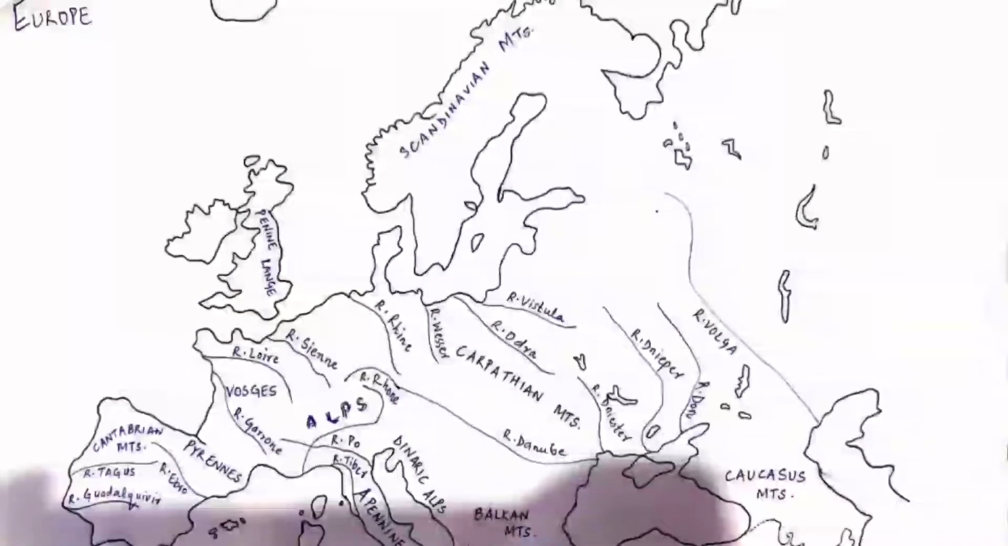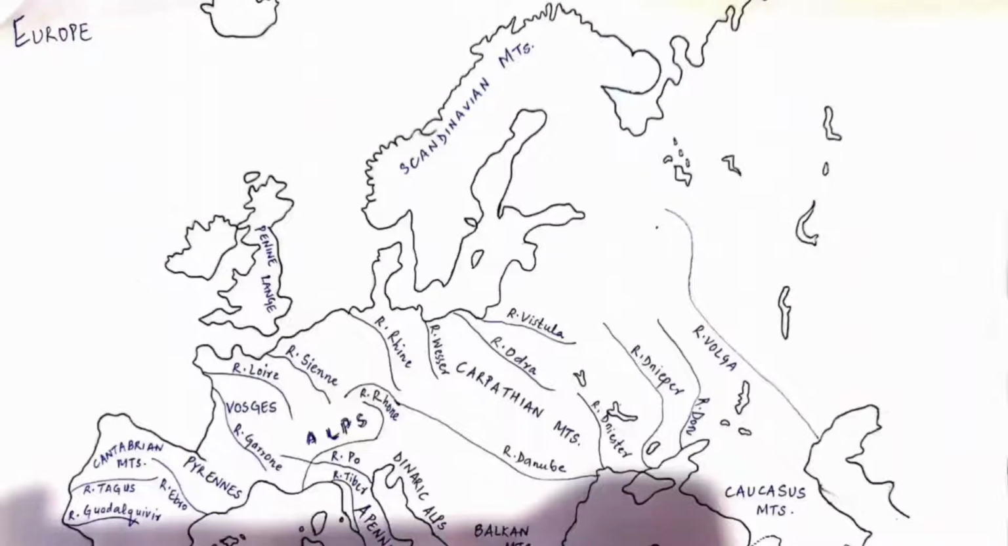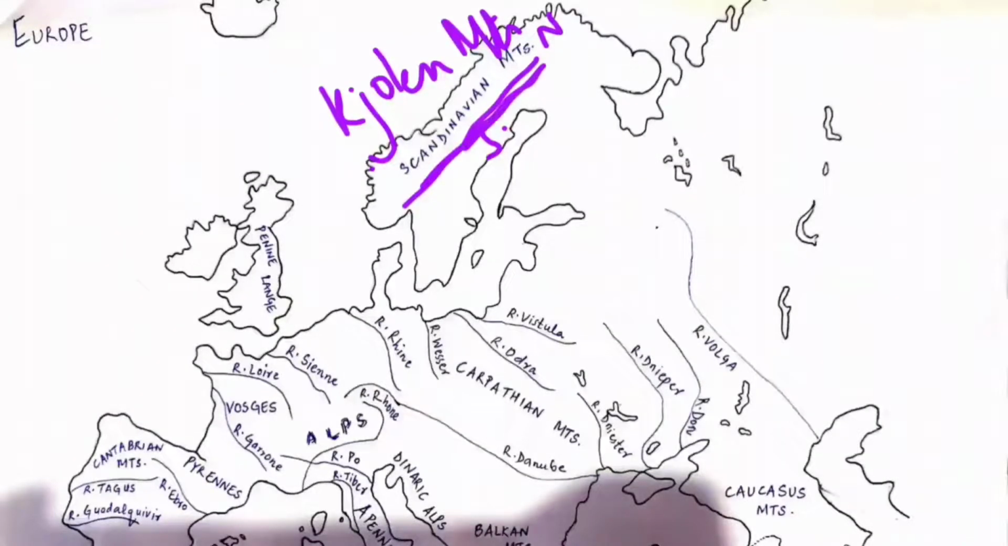Now we'll talk about some important mountain ranges and some important rivers of Europe. So first, starting with the Scandinavian mountains. The Scandinavian mountains are also known as the Jolan Mountains. They form a natural boundary between Sweden and Norway. This is our Norway and this is Sweden. So in between the two we have these Scandinavian mountains. These mountains prominently are part of the territory of Norway, and they are of denuded rock status.